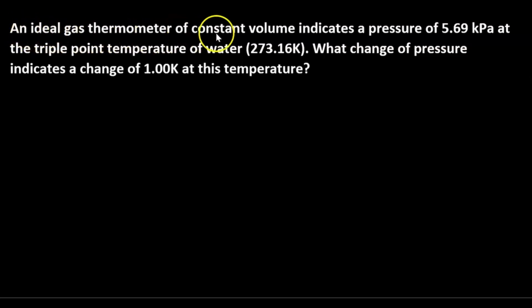So an ideal gas thermometer of constant volume indicates a pressure of 5.69 kilopascals at the triple point temperature of water, which is 273.16 Kelvin. And the question is, what change of pressure indicates a change of 1 Kelvin at this temperature? Now, there's two ways to do it.